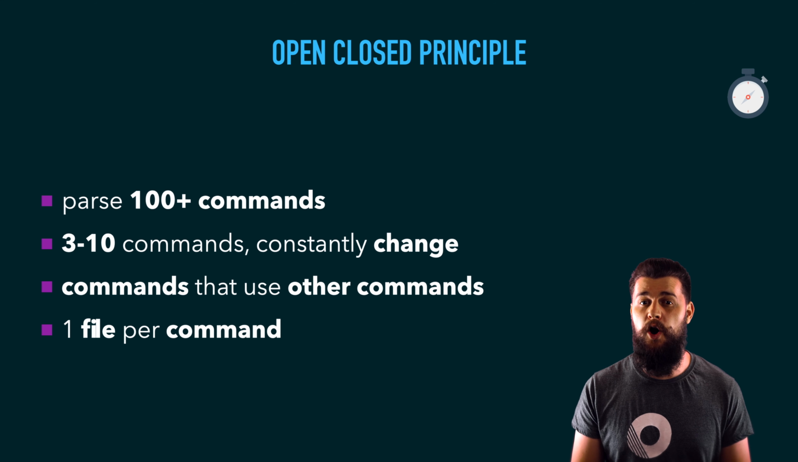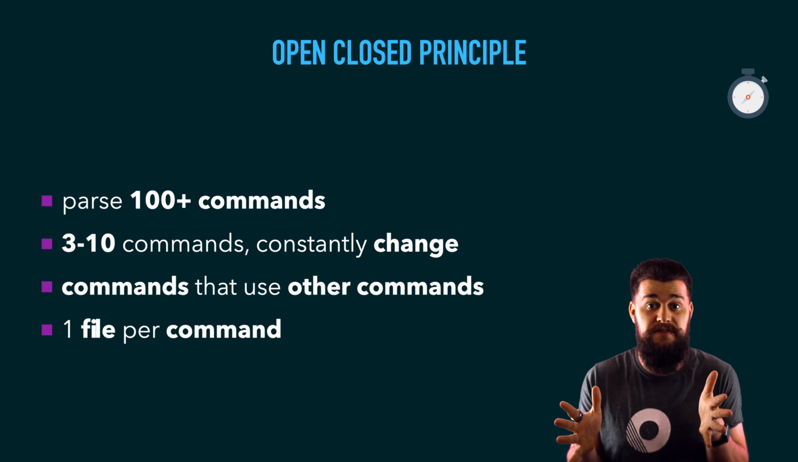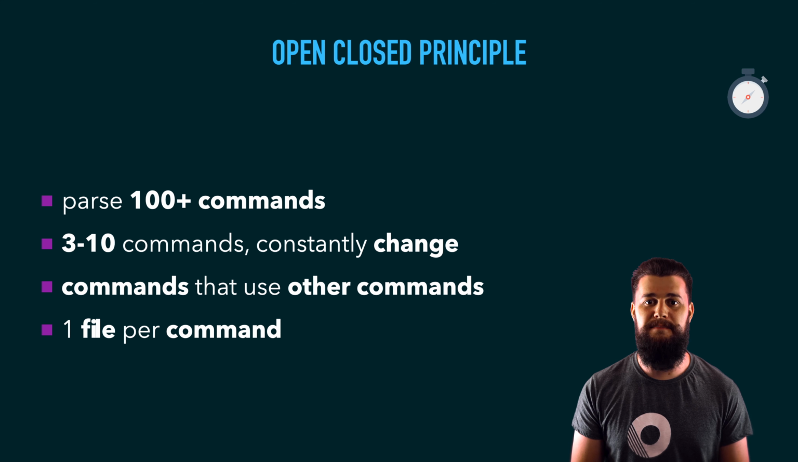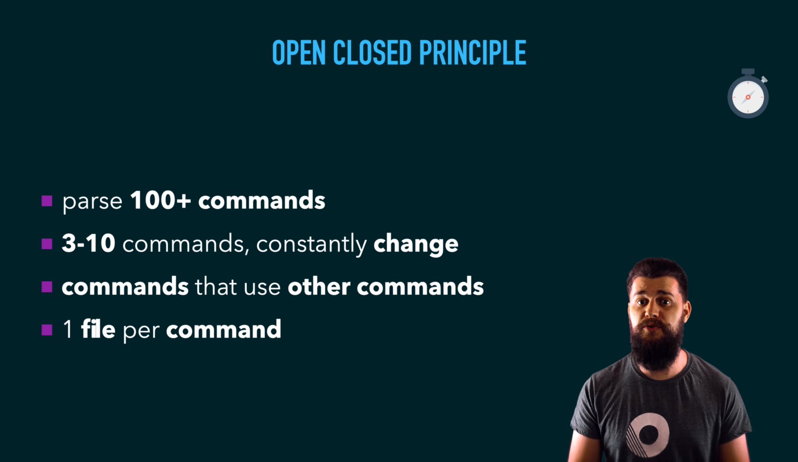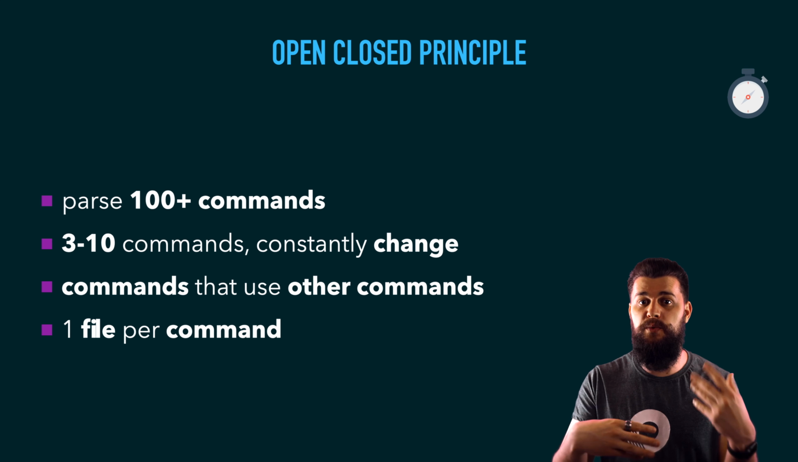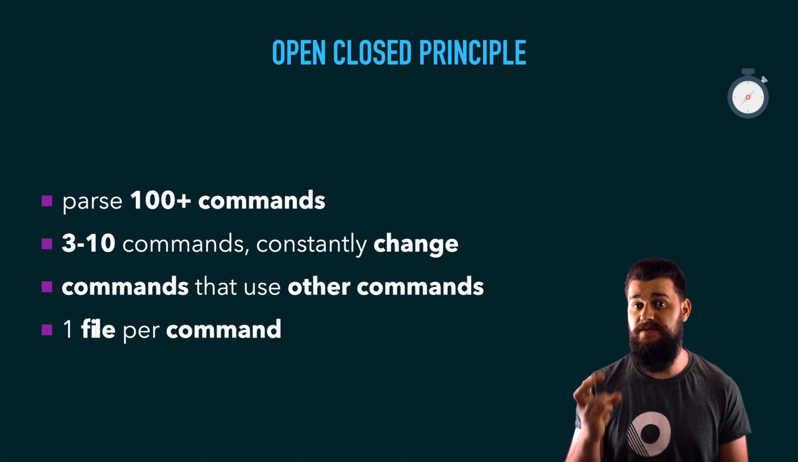So if we go back to the open-closed principle, it says it should be open for extensions and closed for modifications. Let's also imagine most commands don't change very often. However, there are 3 to 4 commands which change pretty frequently. What exactly does this mean? It means you will have to change the switch all the time, when in fact just 3 or 4 commands are the ones that need to change.